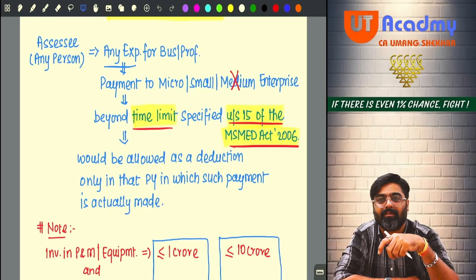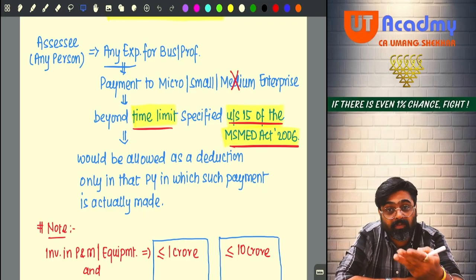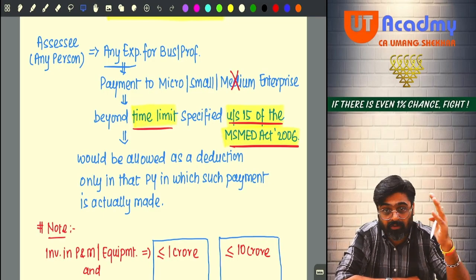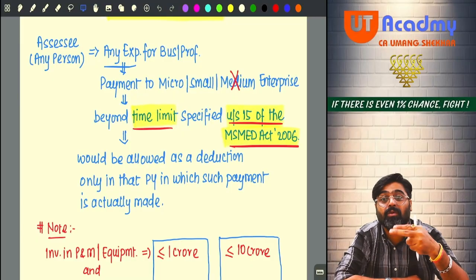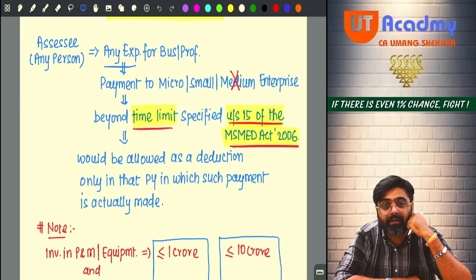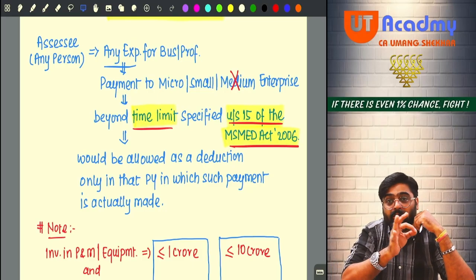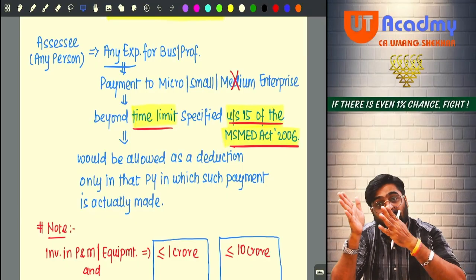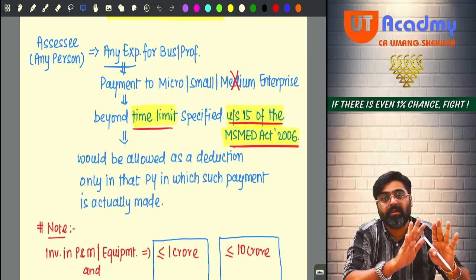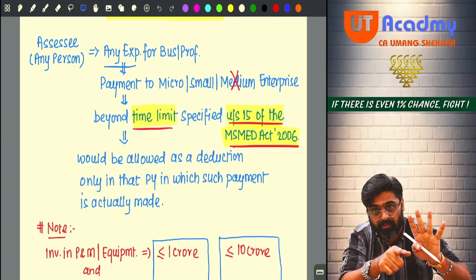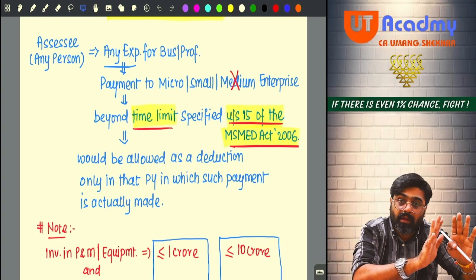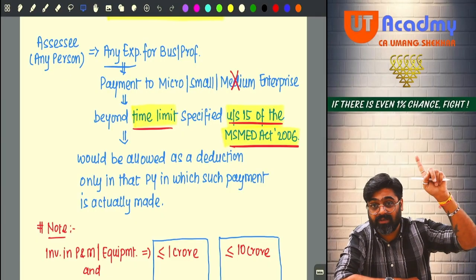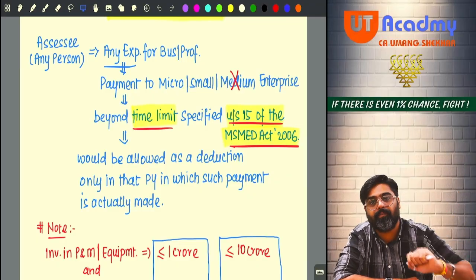Within 15 days. Now, within the time specified, which cannot be more than 45 days, or within 15 days if there is no agreement, from which date are these days counted? From the date on which they have supplied your goods, or from the date on which they have given you services. From that date till the time prescribed in the agreement, which cannot be more than 45 days, or till 15 days, within that time the payment should happen. This is as per Section 15 of the MSMED Act.